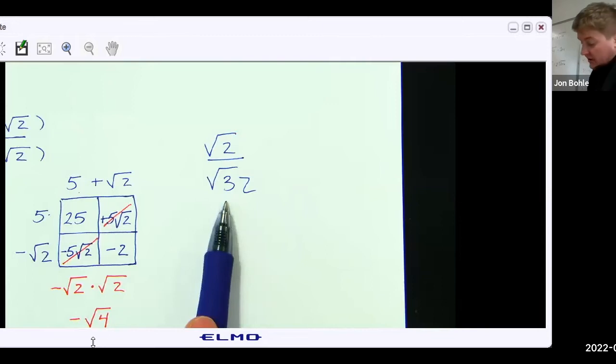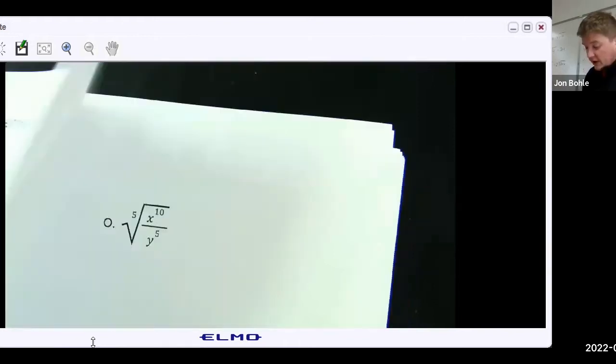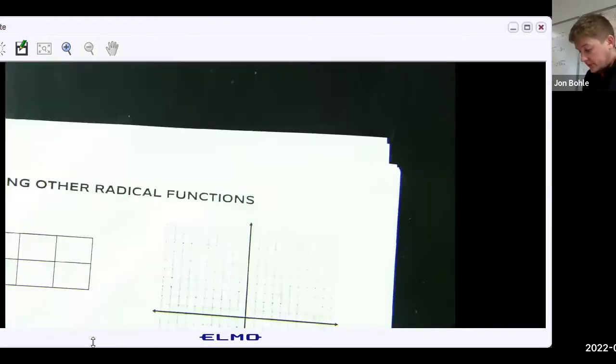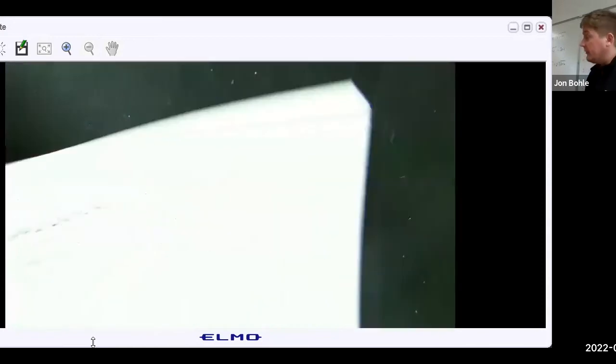All right, that's all I wanted to cover for right now. Otherwise, we're going to start 6-4. We're not going to get all the way through 6-4, but we'll get a good chunk of the way through.